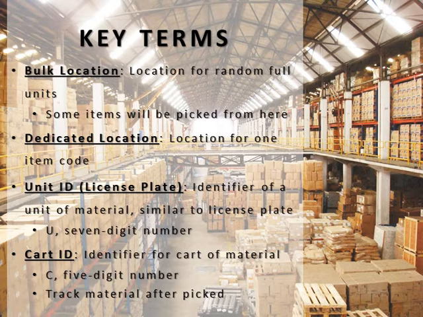It is a unique identifier of a unit of material, similar to a license plate. It always begins with AU followed by a 7-digit number. These are placed on the bottom left corner of each unit when they are received.